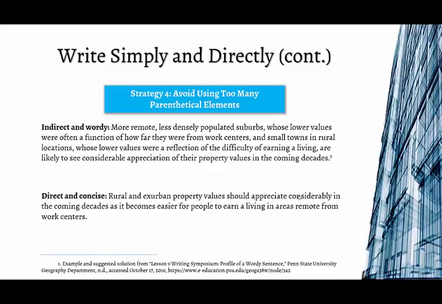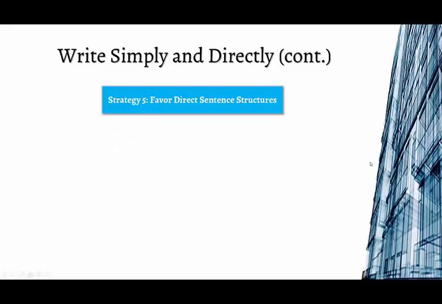But just make sure that you're not making the reader work too hard. This is the overall point. Part of your job as a writer is to make it easy to read. Okay, so let's go on to the next one.